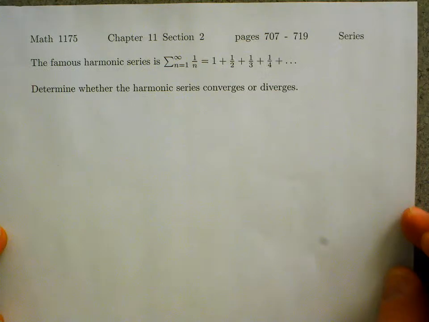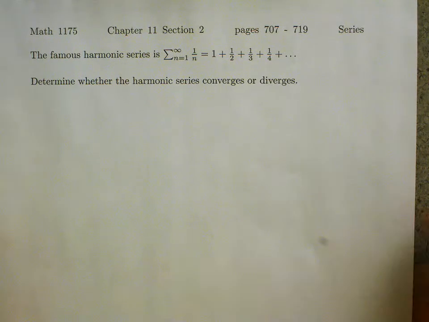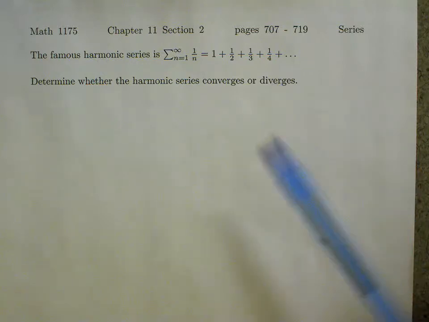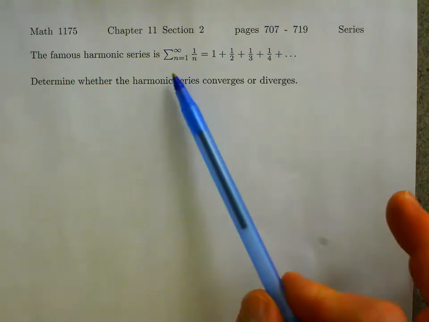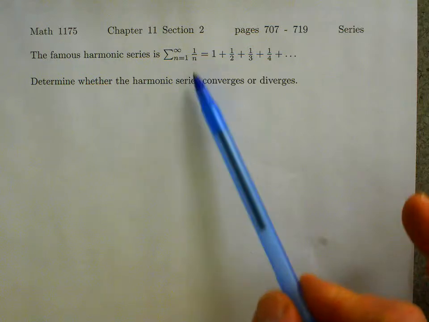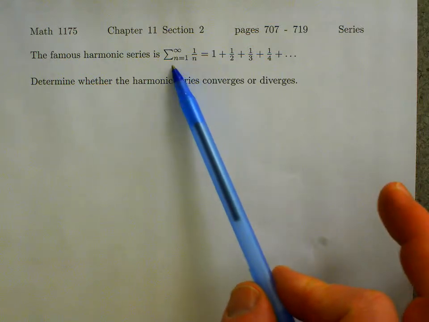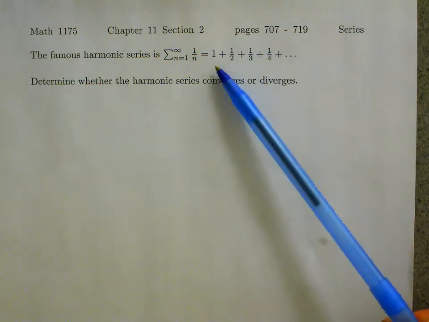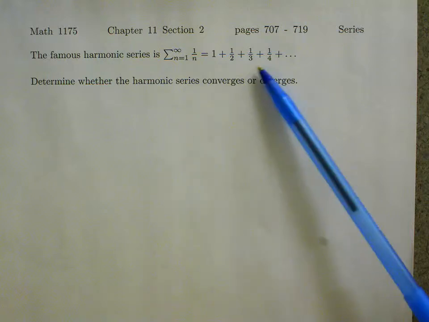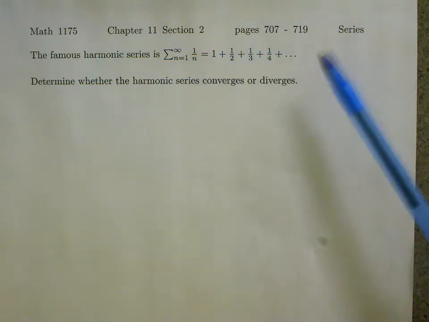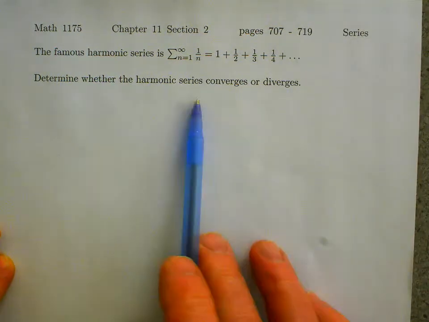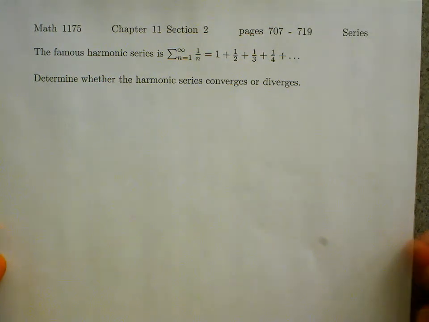The next thing to look at in Section 11.2 is the harmonic series. It's the sum of the terms 1 over n, as n ranges from 1 to infinity. If you write out the first few terms, it's 1 plus 1/2 plus 1/3 plus 1/4, and so on. We're going to determine whether the harmonic series converges or diverges.